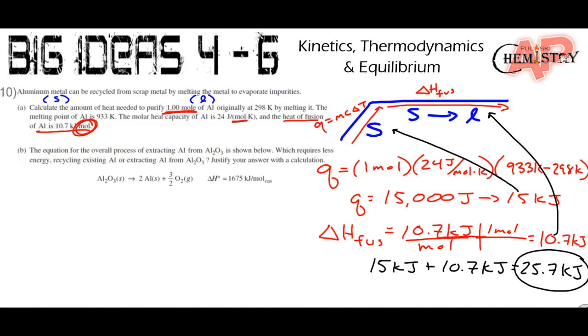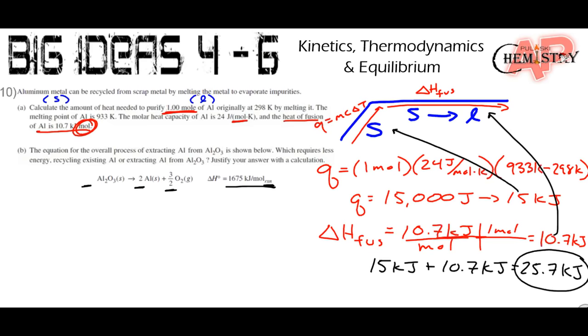Okay, the second part of this problem, and why this truly does fall under thermodynamics, is that first we are using Q equals mCΔT and enthalpy of fusion. Now it says the equation for the overall process of extracting aluminum from aluminum oxide is shown below. Which requires less energy: recycling existing aluminum, which is what we just did in letter A, or extracting aluminum from aluminum oxide? Justify your answer with the calculation. All right, all the information that we need is given right here. It's very important: this is per reaction. So this reflects each of those coefficients.